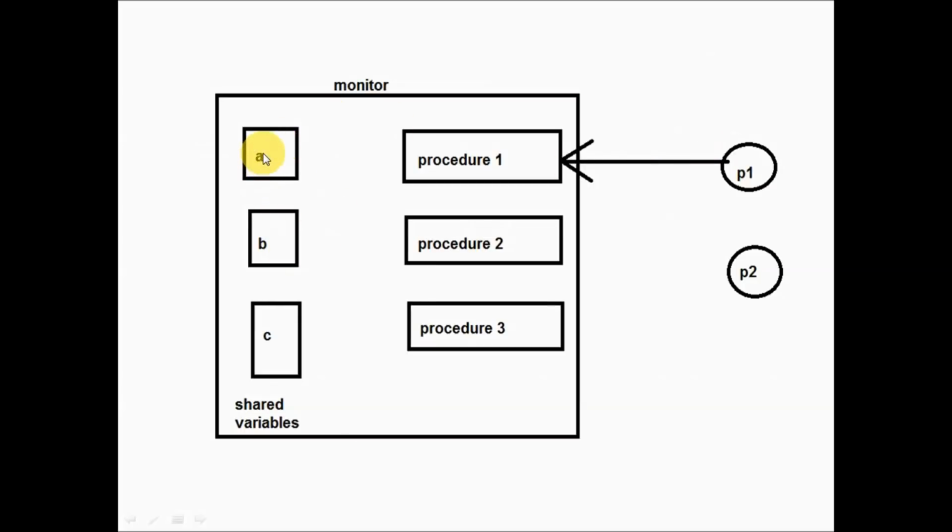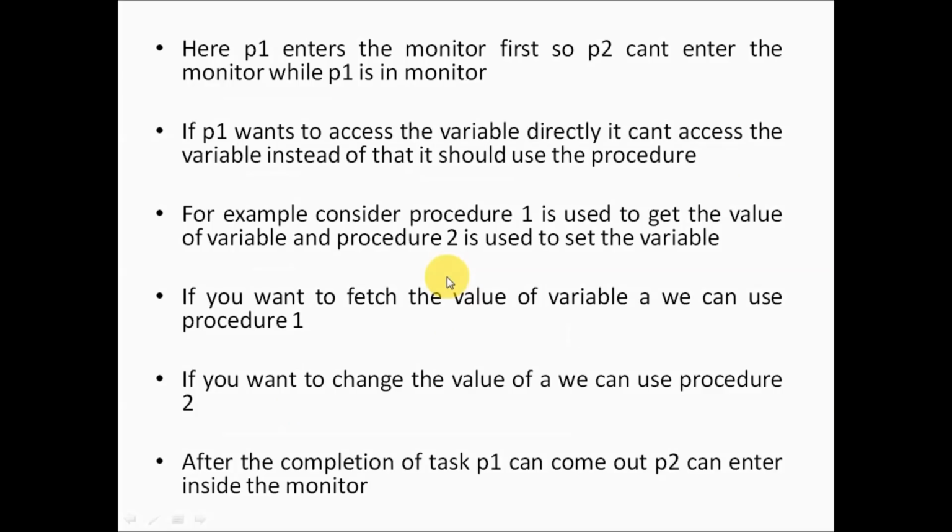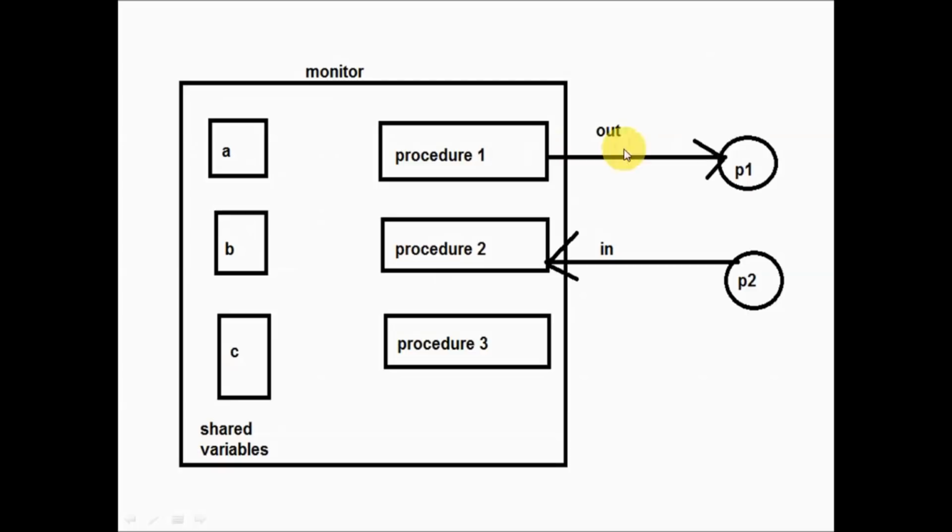Suppose after the completion, P1 goes out of the monitor, then which process can enter? Then P2 can enter inside the monitor. So you can see here, after the completion, P1 can go out, so then P2 can get inside the monitor, because only one process should be inside the monitor at any point of time. Getting, guys? So this is the simple working of the monitors.